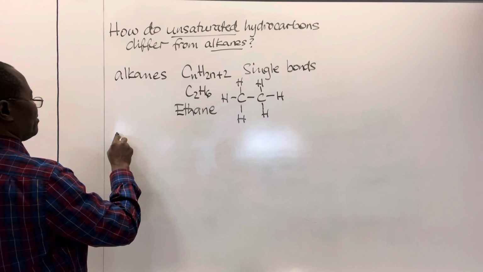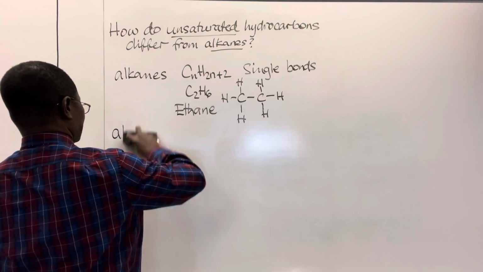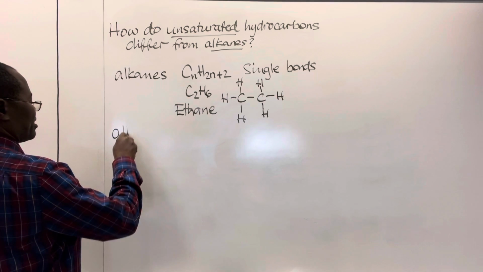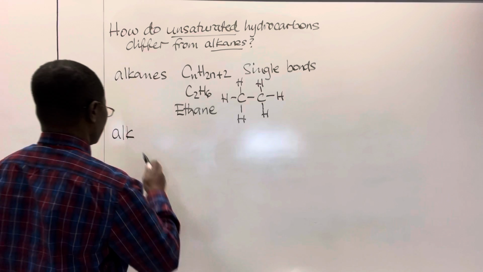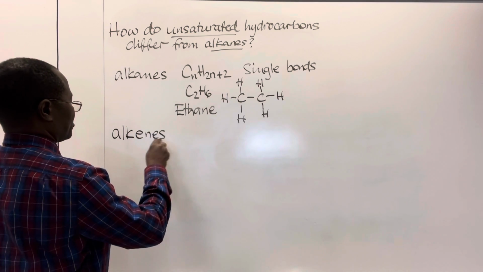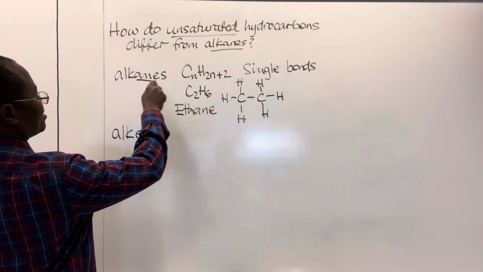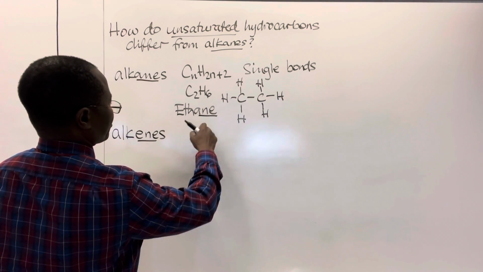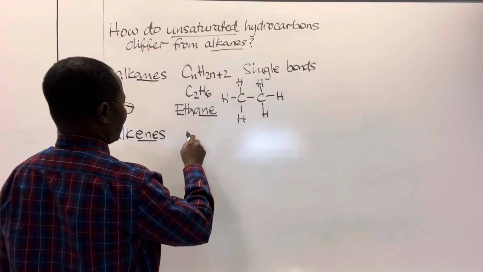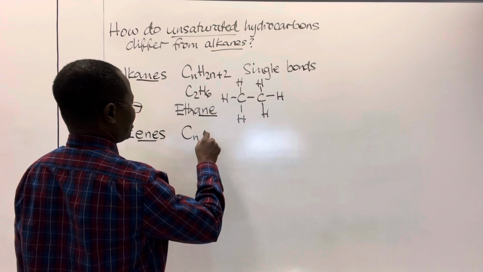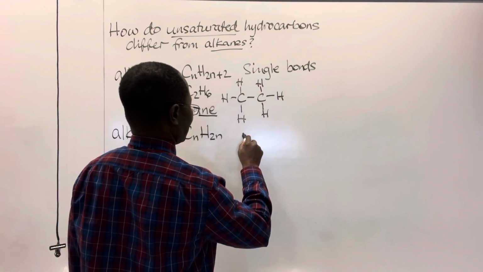hydrocarbons. We'll start with the alkenes. With the alkenes, it's ENE. This one was the ANE. The names follow that. So this one, they have a general formula of CnH2n, and they usually form double bonds.